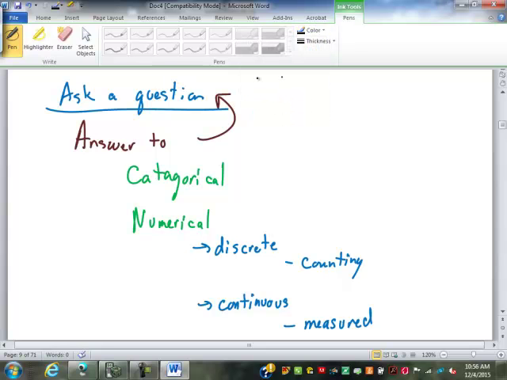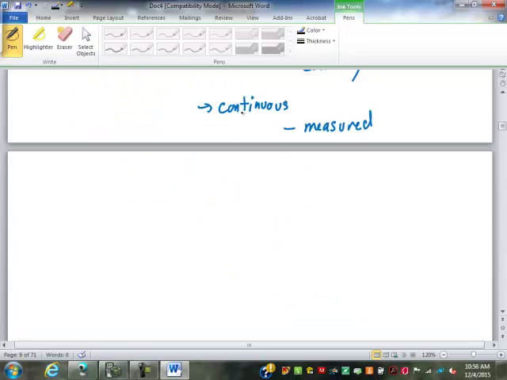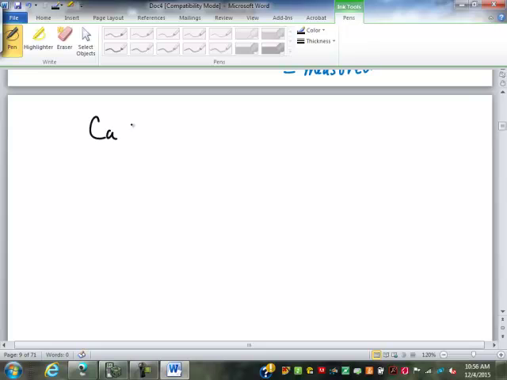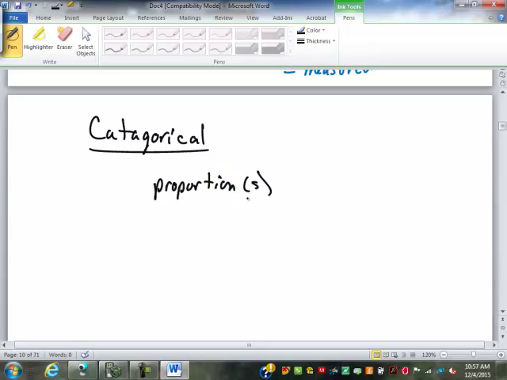So our next step is we're going to talk about working with the data. Categorical data is pretty simple to work with. With categorical data, we're generally talking about a proportion or proportions. Categorical data is usually most useful when you break the answer to that question down to two things. We put you into two categories, A or B. Yes or no usually is how we classify.